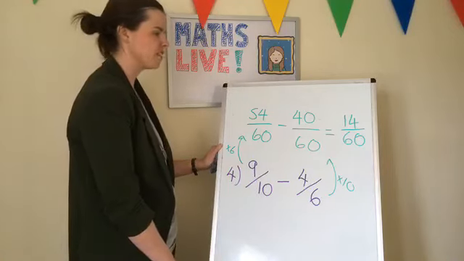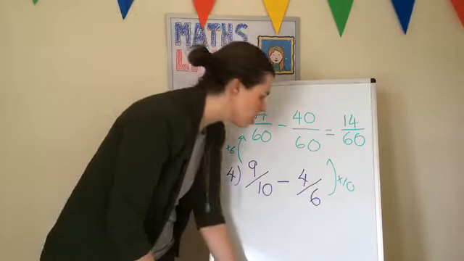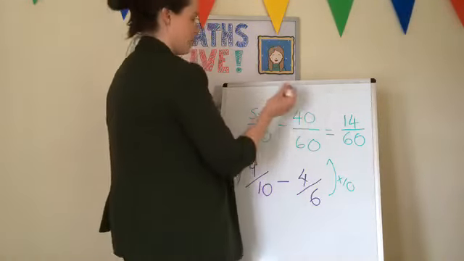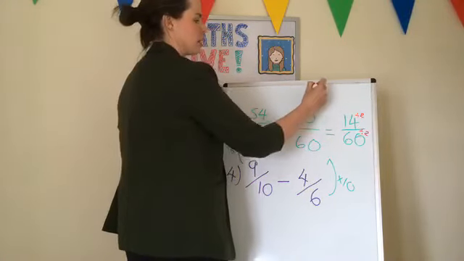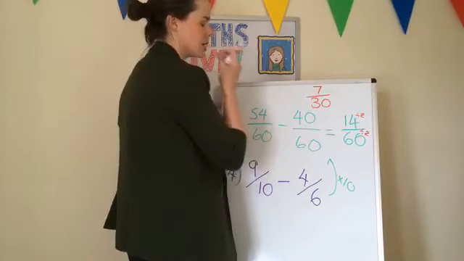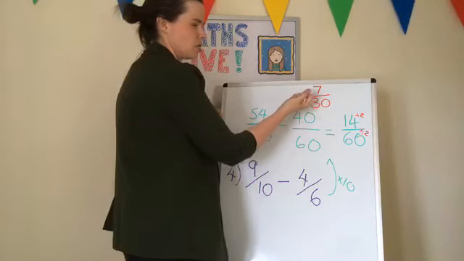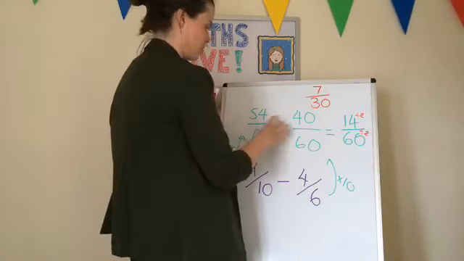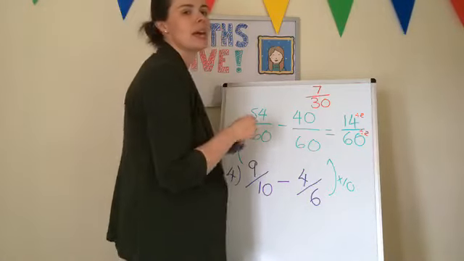Can we simplify 14 over 60 anymore? We can. We know we can because they're both even numbers. That jumps out at you. So if I divide the top and the bottom by 2, 14 divided by 2 is 7. 60 divided by 2 is 30. Can I simplify that any more? 7 into 30 doesn't go. No, great. Doesn't go any further. So 54 over 60, take away 40 over 60 in its simplest form is 7 over 30.